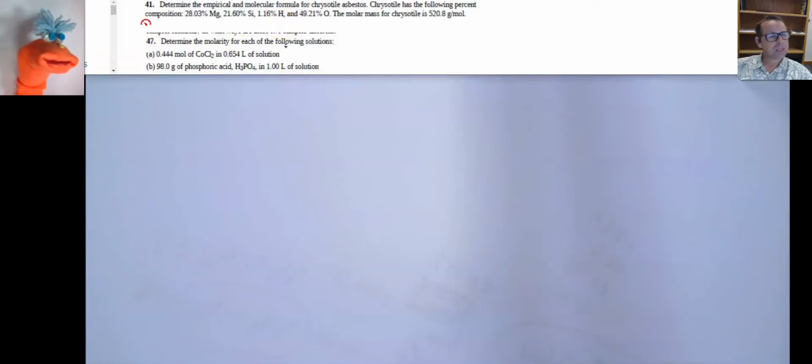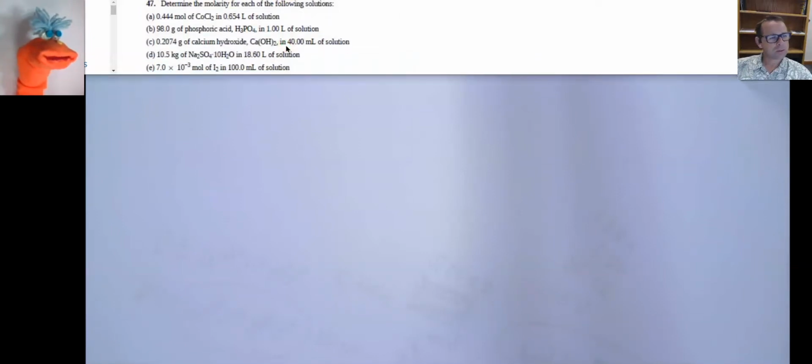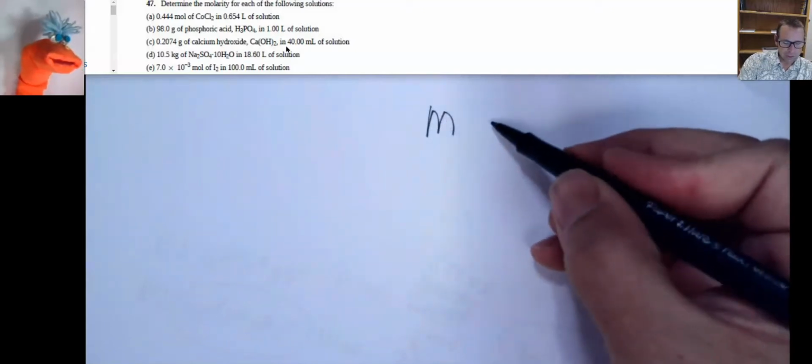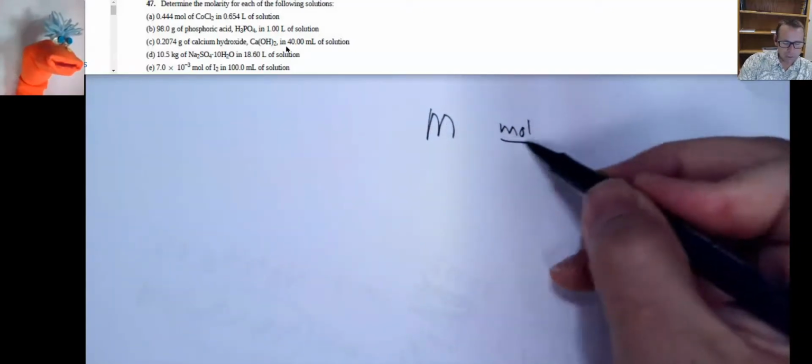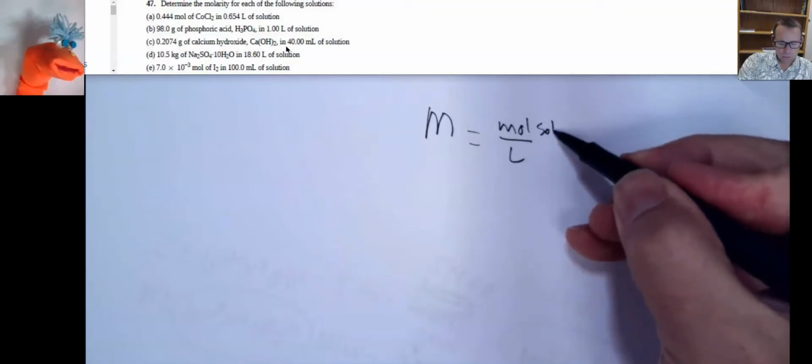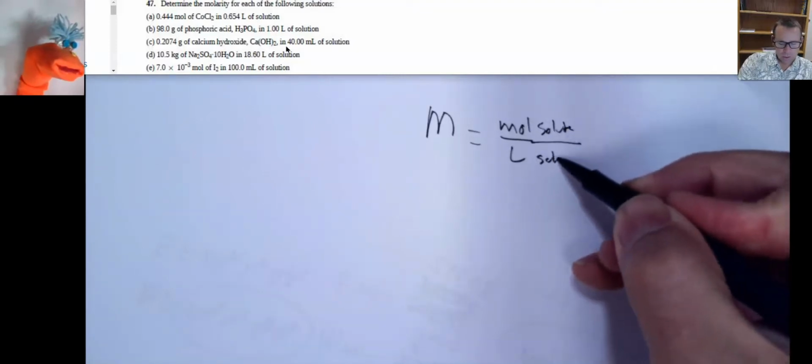Determine the molarity for each of the following solutions. Molarity? What's that? You don't remember molarity? Well, I think I remember it from class a little bit. So molarity is abbreviated big M. It means moles per liter. So we want to know how many moles of our solute, the thing being dissolved in our solution, there are per liter of solution.